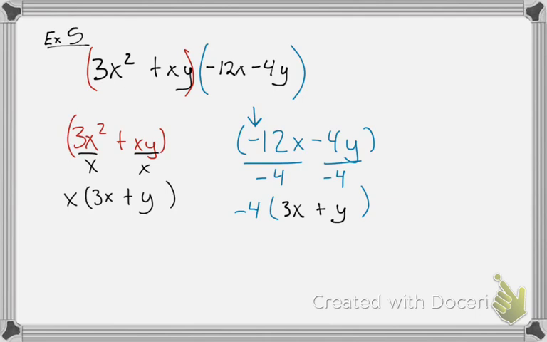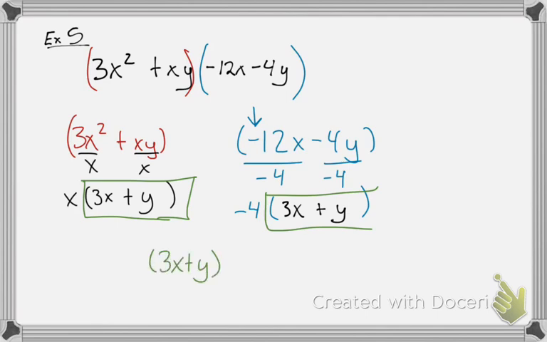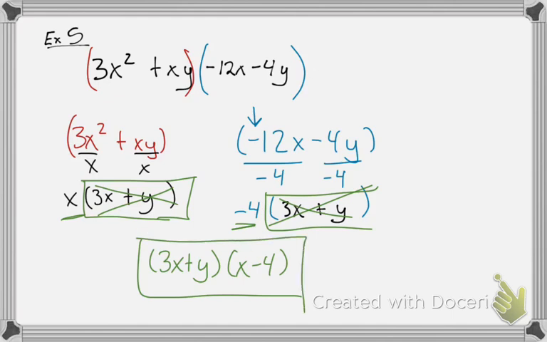Now we look for our common binomial, the common term they both have. So a whole lot of stuff in common. We've got our 3x plus y and 3x plus y. And when we take those out of the picture, that leaves us x subtract 4 as what's left, giving us our final answer, 3x plus y times x minus 4.